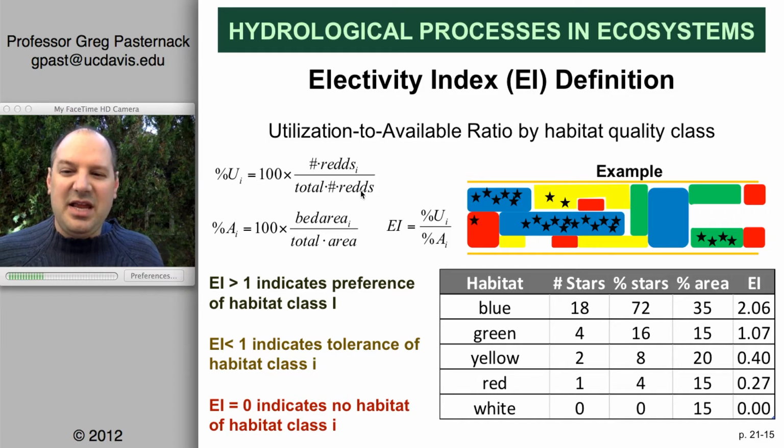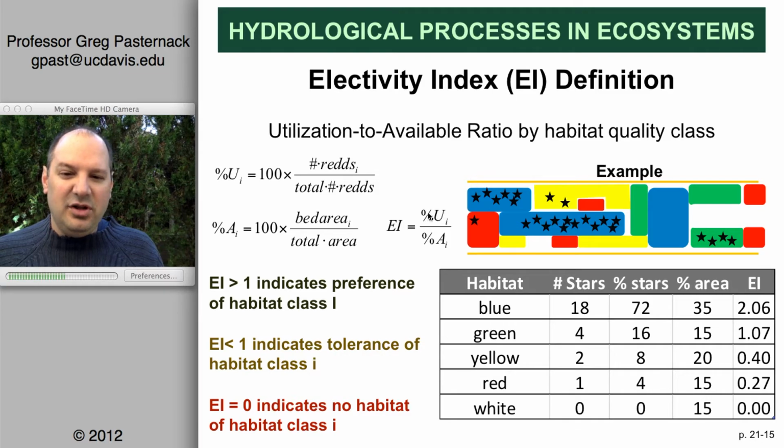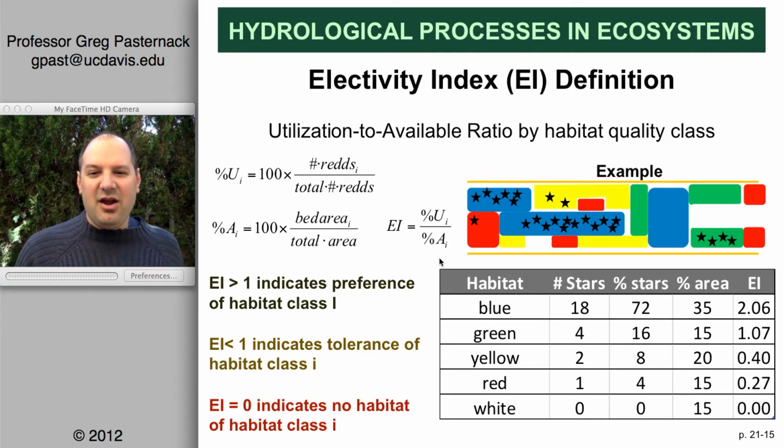I know math can be scary, but all this is saying is: take the number of stars, or in this case, salmon redds, divide it by the total number, and that gives you the percent area, like the bed area for unit i divided by the total area, where unit i would be blue or red or whatever. And then the electivity index is just the percent utilization divided by the percent area.